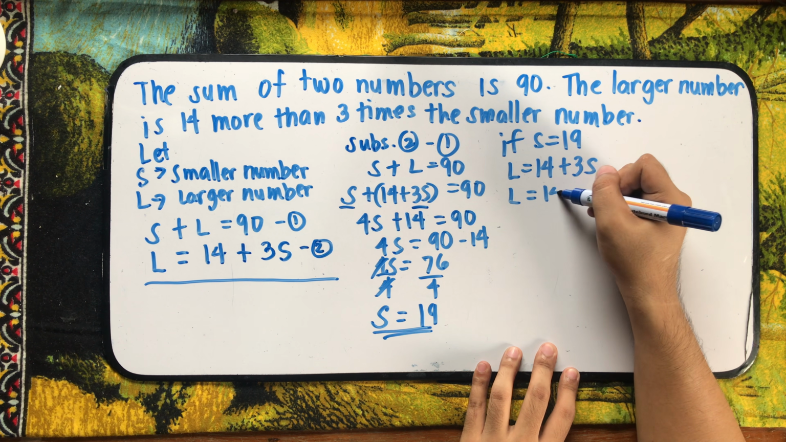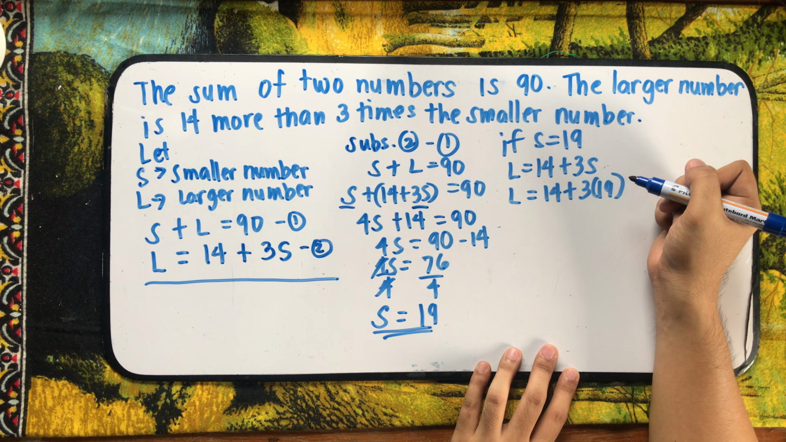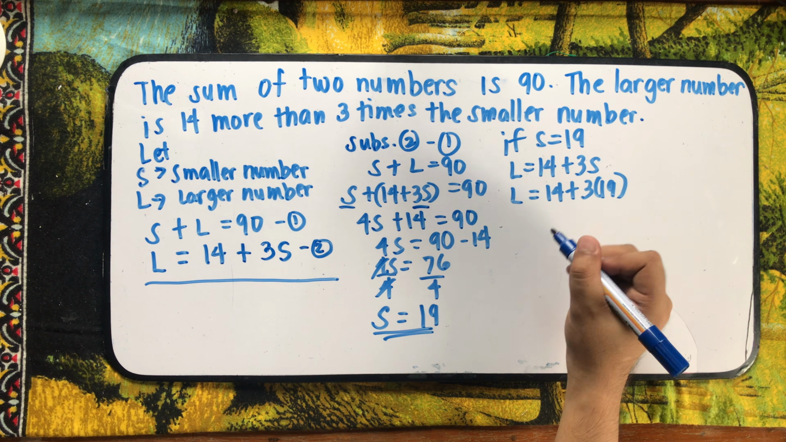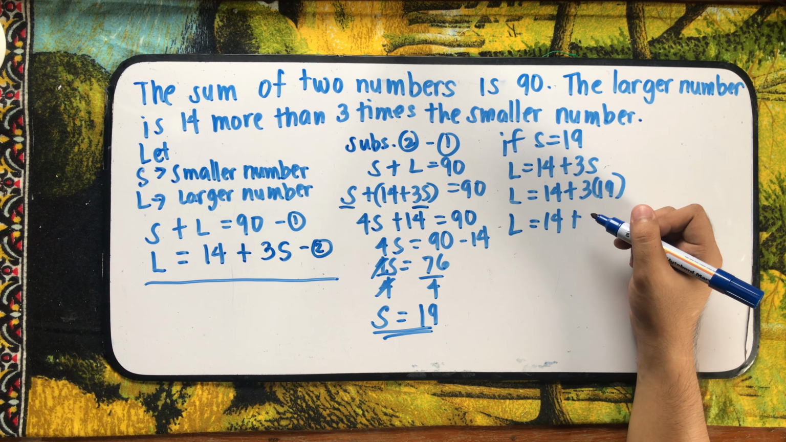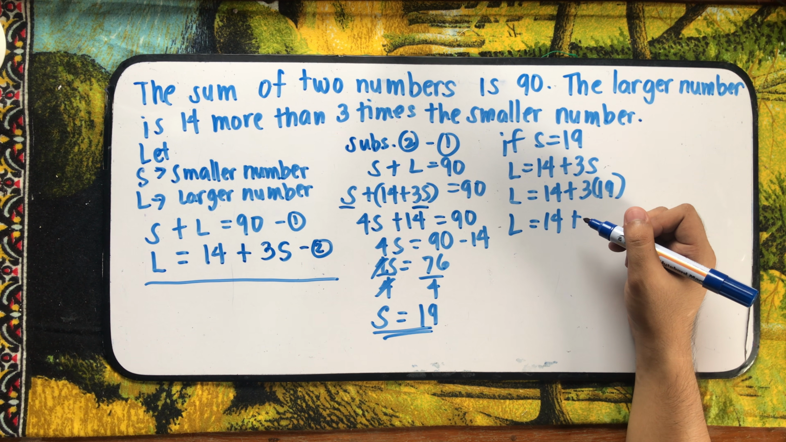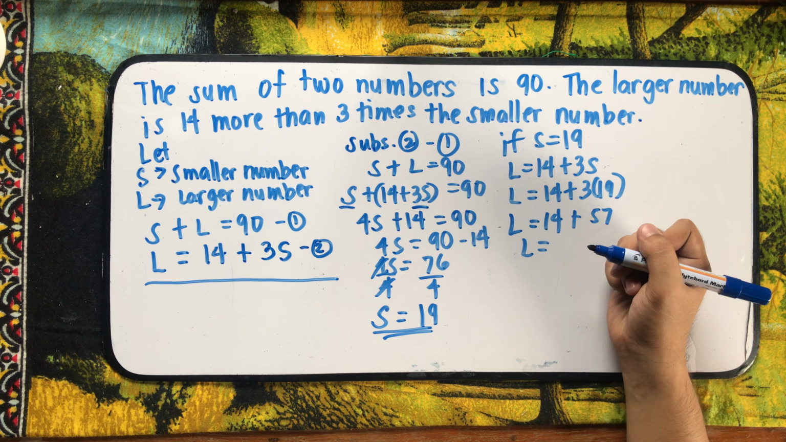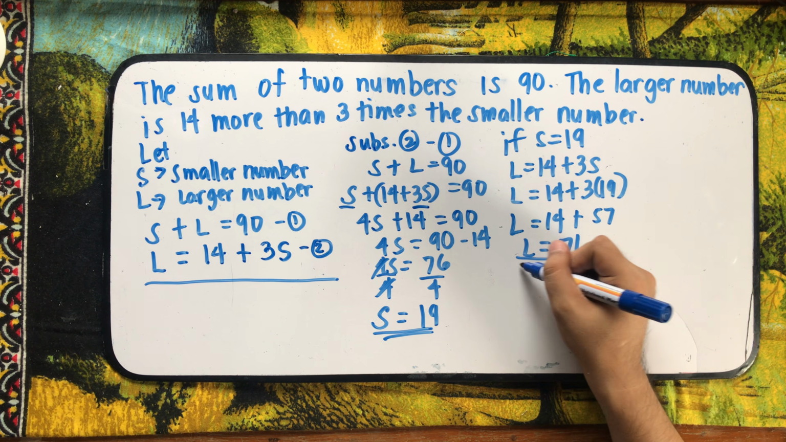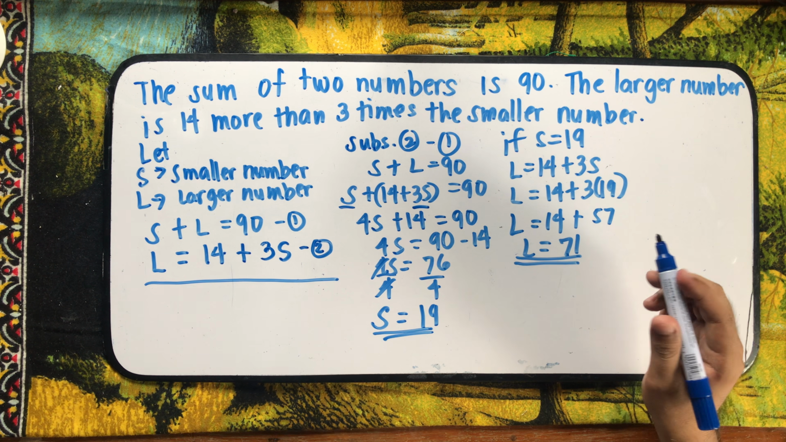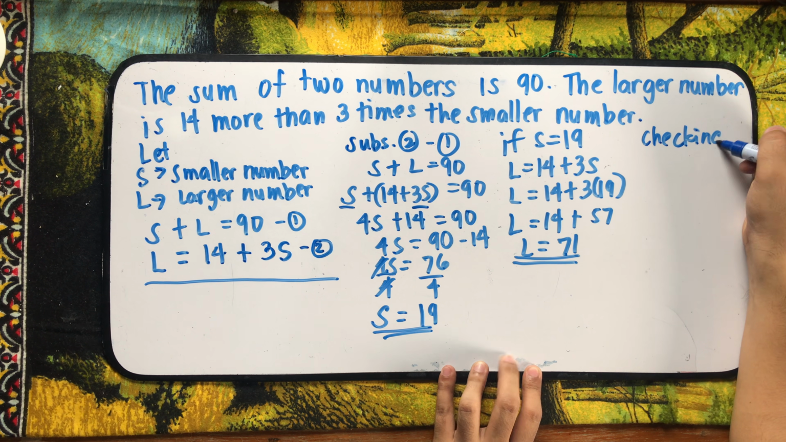Therefore, L is equal to 14 plus 3 times 19. Okay? So, if this is the case, L now is equal to 14 plus 3 times 19, which is equal to 57. Therefore, L is equal to 14 plus 57, and that is 71. So, let us now try to check if these are really the values of S and L.